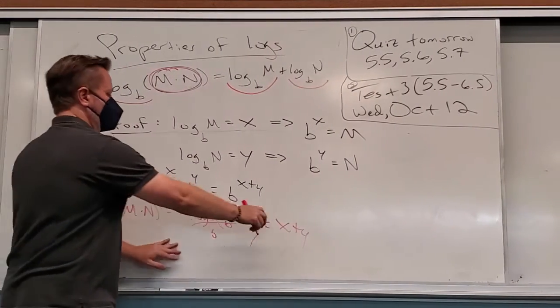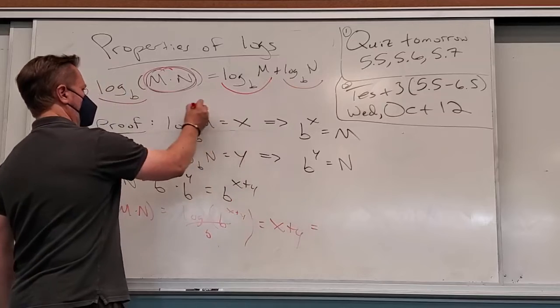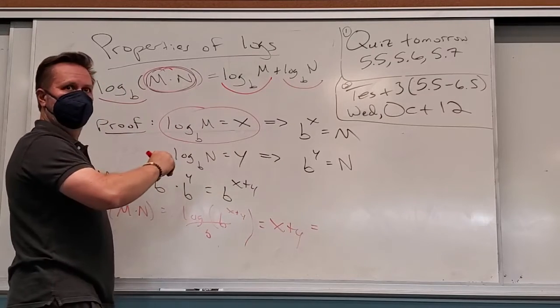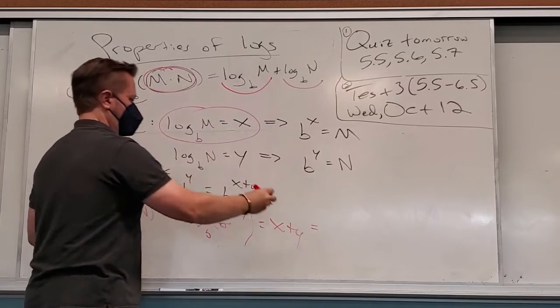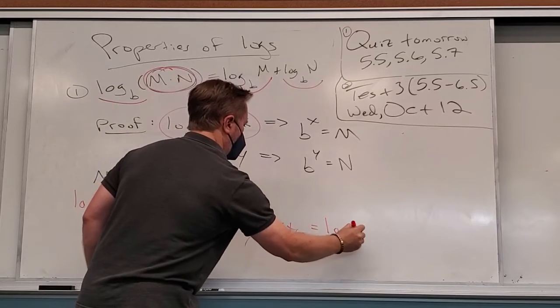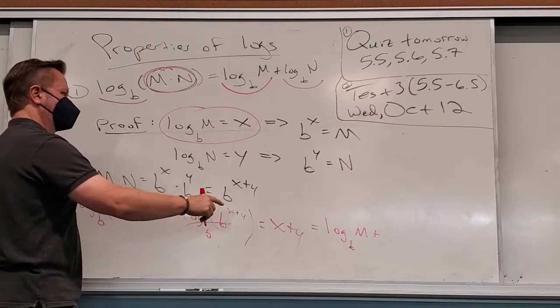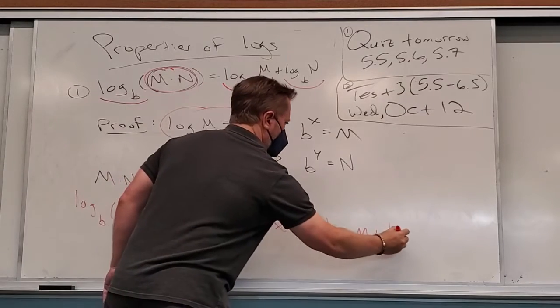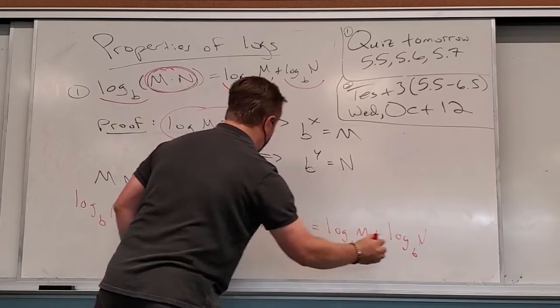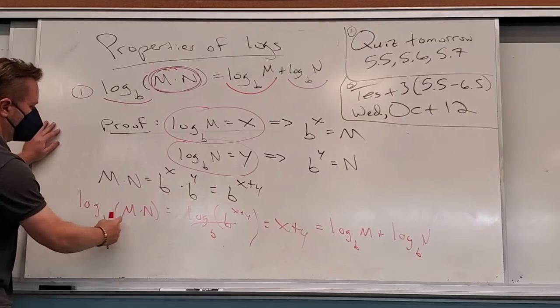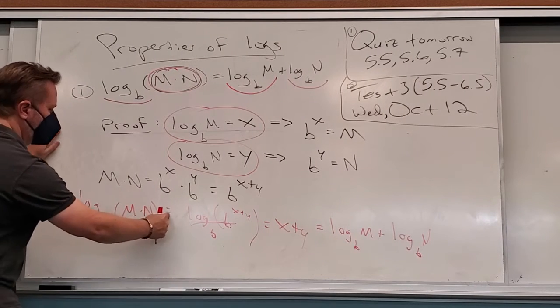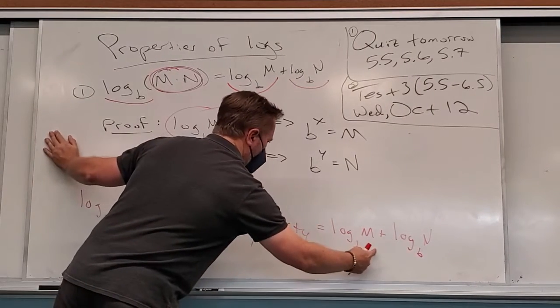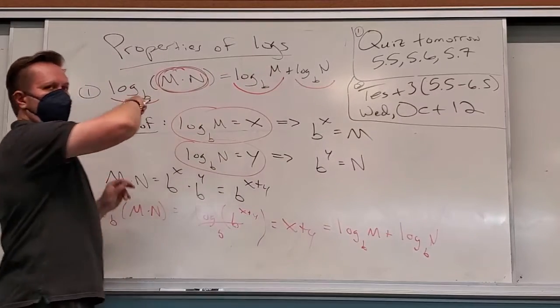And what is x? It's this, right? And what is y? It's this thing, right? So look what it says. Log base b of m times n equals log base b of m plus log base b of n. Proven.